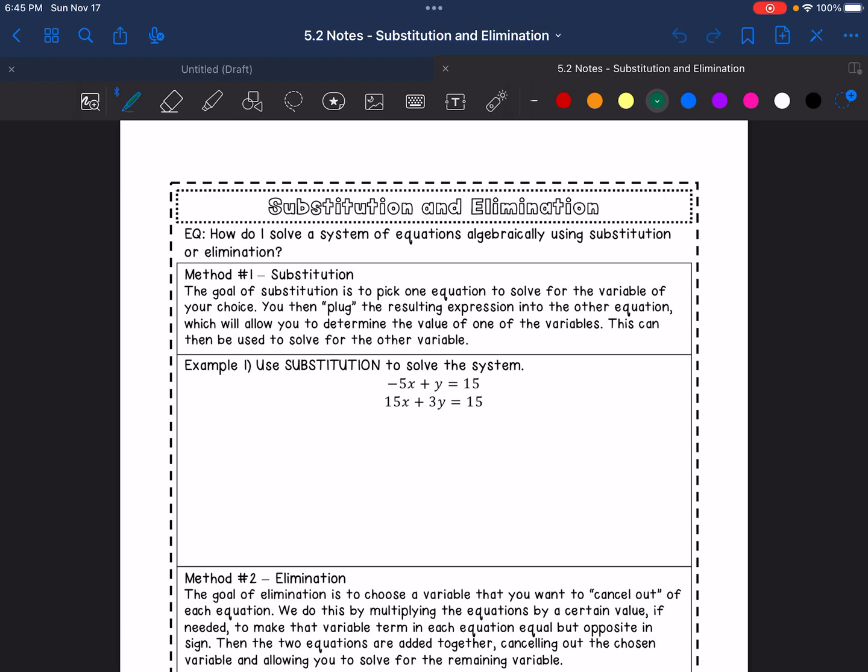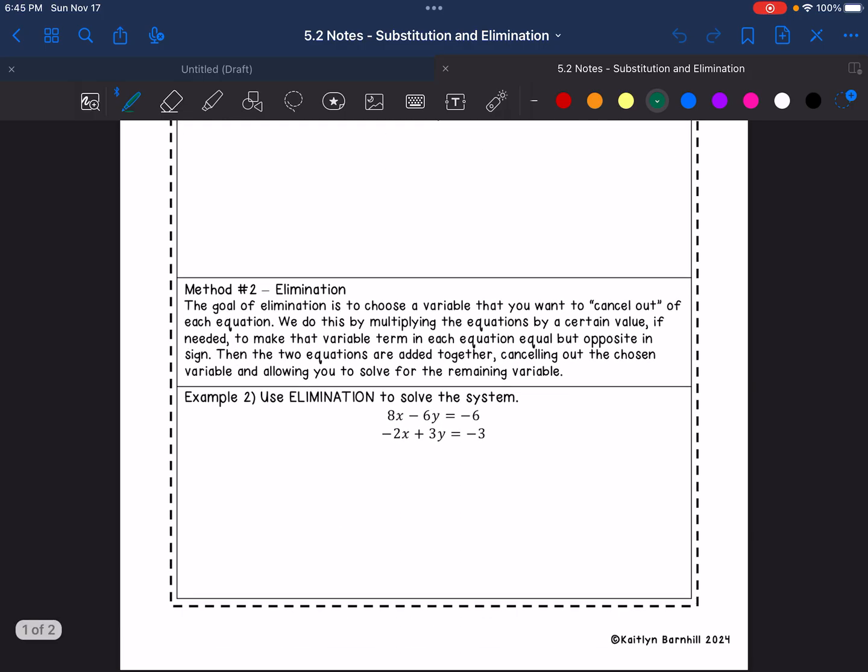Right, in this lesson we are going to explore two new ways to solve a system of equations. So we've already looked at how we solve a system of equations by graphing. This is going to show us how we can solve it algebraically, meaning by hand, by either using substitution or elimination. So we're going to look at both methods using two separate examples.